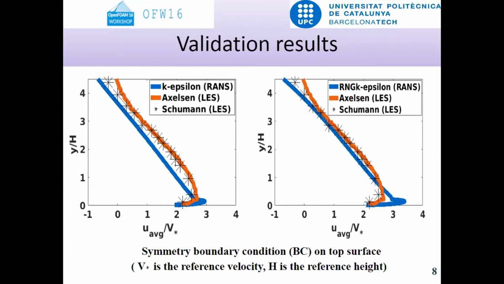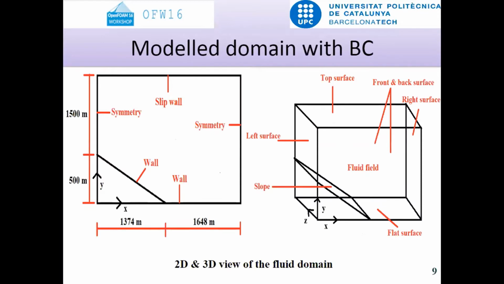Then you compare this K epsilon model and the symmetry boundary condition on the top surface. Here you can see the comparison of the 4 figures. We had found that the error is less than 4% when you compare all these 4 things. So the K epsilon model with top surface as slip wall has given the good results. So this type of boundary condition has been chosen for our model.